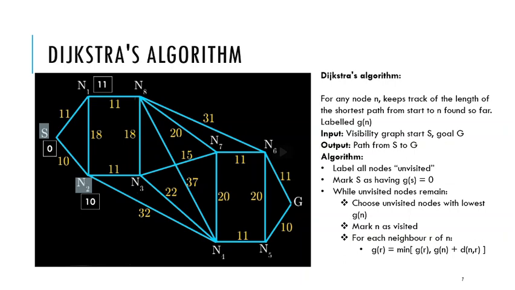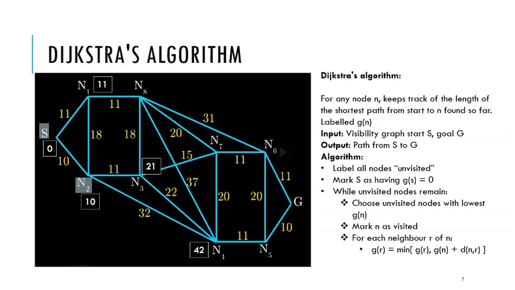So we have n3 and n1 and n4. Since the shortest path to n2 is 10 and from n2 to n3 is 11, at n3 you will have the total length of 21. So I am going to mark it here as 21. The same thing we will do with n4. We already have 10, so from n2 to n4 we have 32, so we will mark it as 42.